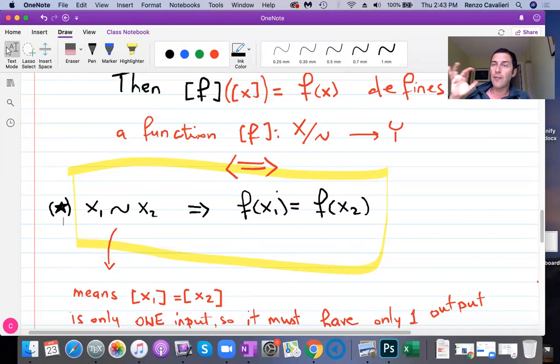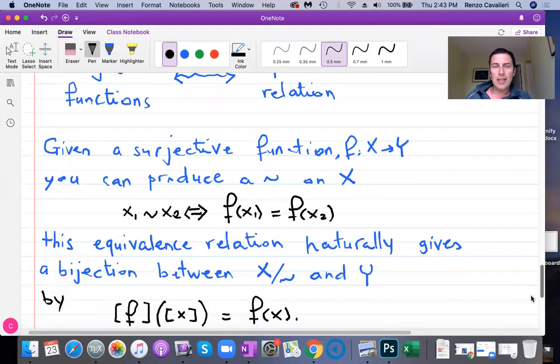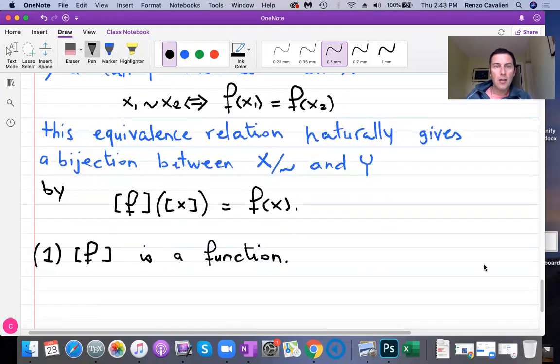Okay, let's be very careful. Equivalent and equal mean different things, right? So equal means being the same thing. Equivalent is some new rule that we have created, right? So x1 and x2 are equivalent, but f of x1 and f of x2 are equal. And, well, do we have this condition in this case? Well, yeah, here it is. We used star to define squiggle, right?